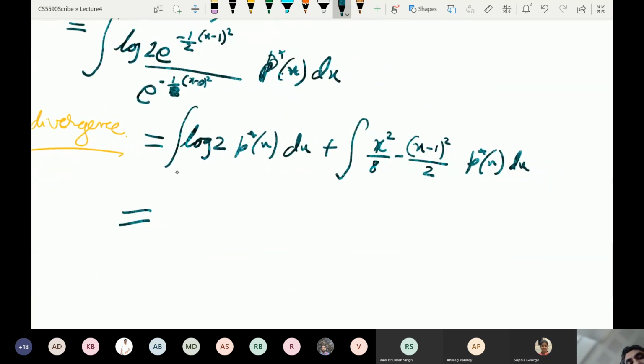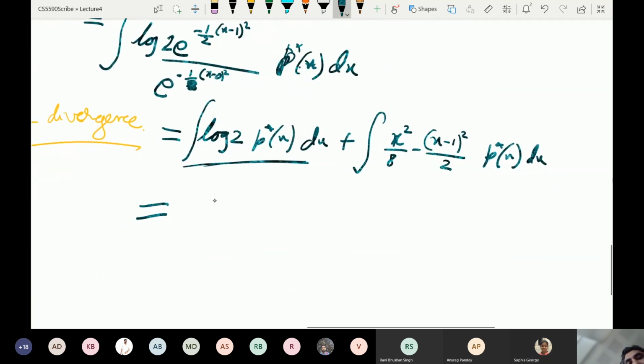So what is this integral? Anybody? Log 2 is a constant, you can bring it out. Okay. So what is the integral of p star?